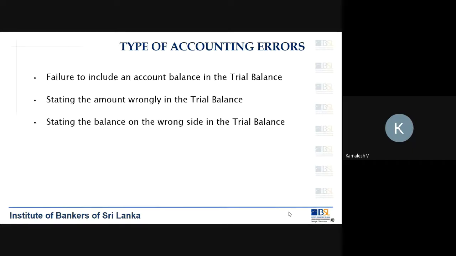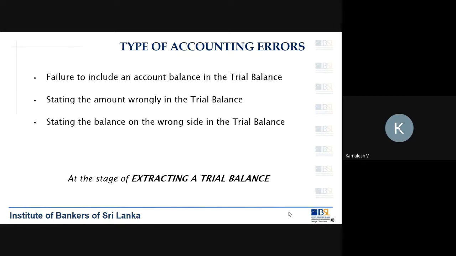Third one. Stating the balance on the wrong side in the trial balance. Let's say debtors. You have a balance of 25,000. But when you are entering it in the trial balance, instead of putting it on the debit side, you put it on the credit side. Again, there will be a mismatch in the trial balance. Your trial balance will have an error.